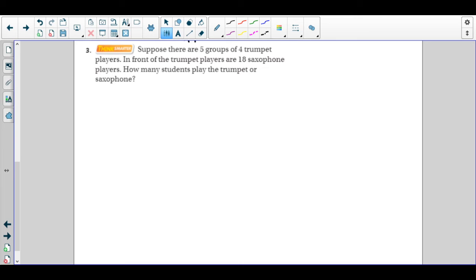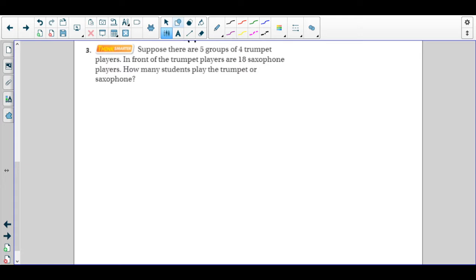Well, let's go ahead and keep going with chapter 3, lesson 4, and looking at some of these questions right here. Suppose we have 5 groups of 4 trumpet players. In front of the trumpet players are 18 saxophone players. How many students play the trumpet or the saxophone?